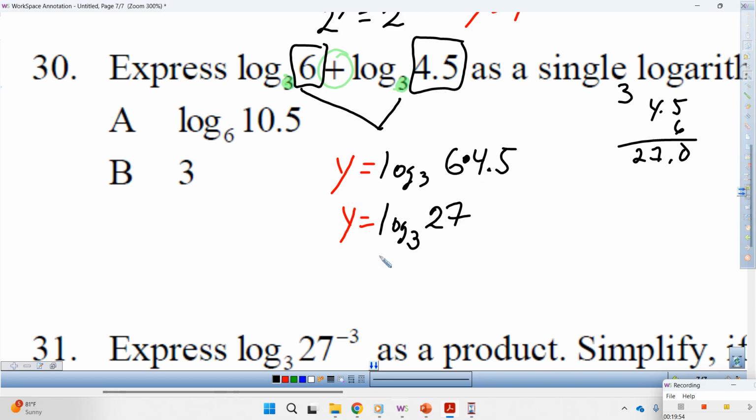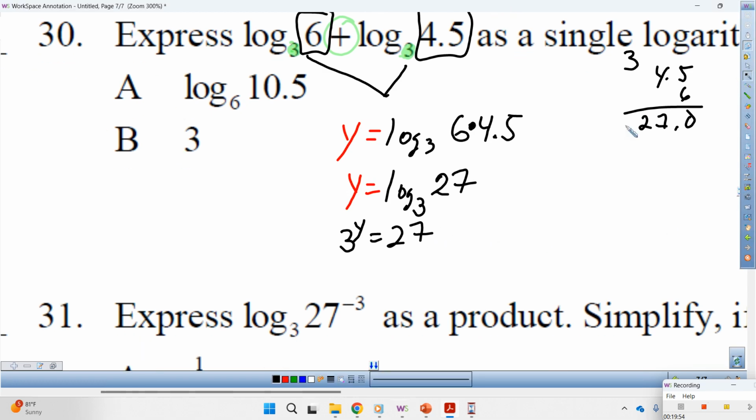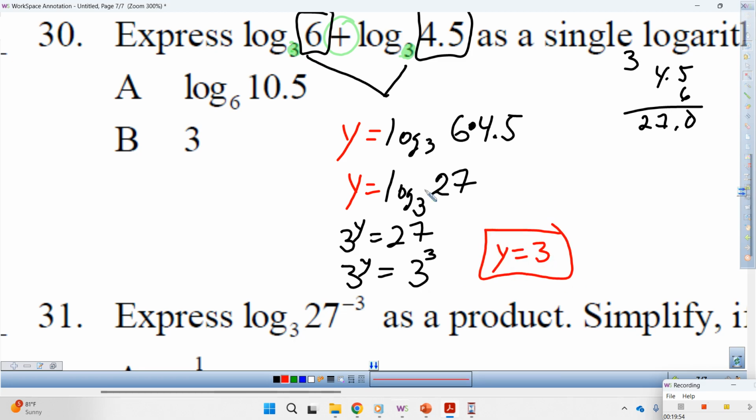Do we know what to do from there? Yeah. Exponential function, so this becomes 3 to the y equals 27. That is 3 to the y equals 3 to the what gives me 27. 3 to the what, Jesus? To the third. So that means y equals 3.